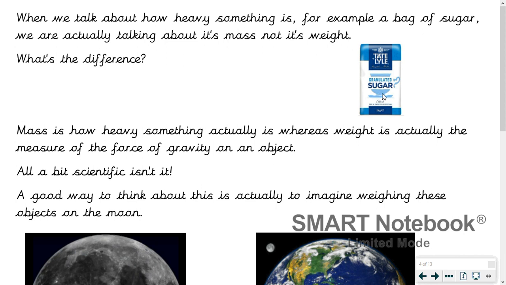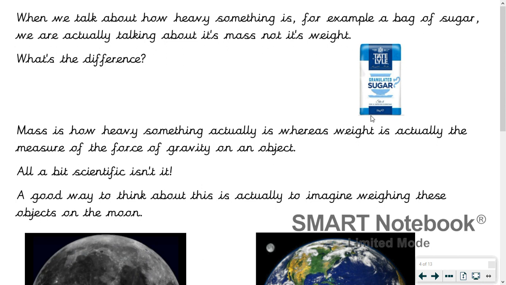So when we talk about how heavy something is, so I'm using the example of a bag of sugar, we're not actually talking about its mass, the mass of that object, not its weight. Weight is the common word we use throughout our country, certainly throughout most of the world. We use weight to think how heavy something is, but it's actually wrong. So we're going to think about what the difference is between them. So mass is how heavy something actually is. So that when you put it in your hand, how heavy that thing is, that's its mass.